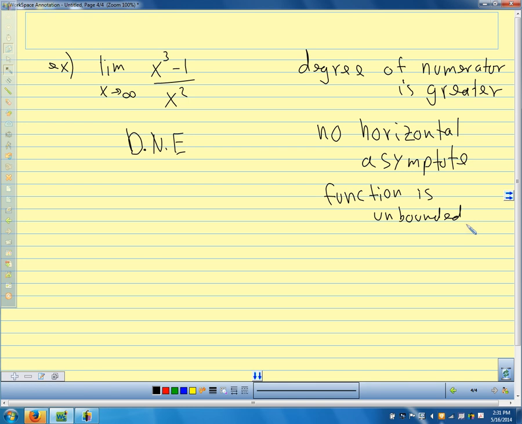So we can think of our horizontal asymptote as x gets really big, that is kind of like a boundary. It keeps our function from getting too big. But because this one doesn't have a horizontal asymptote, the function is unbounded. Limit doesn't exist.